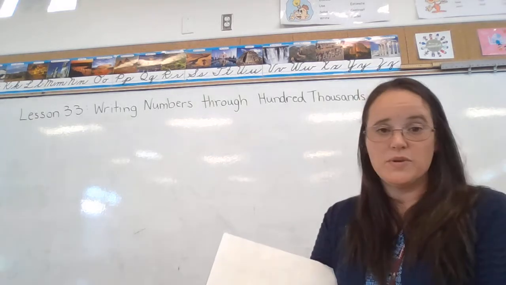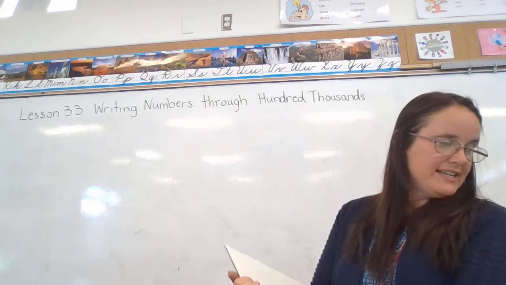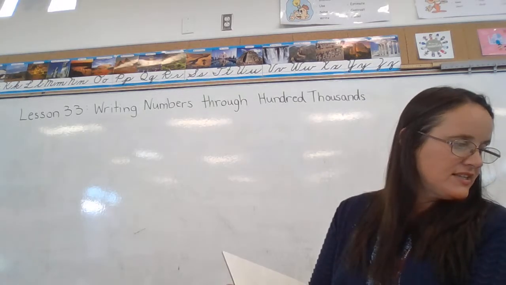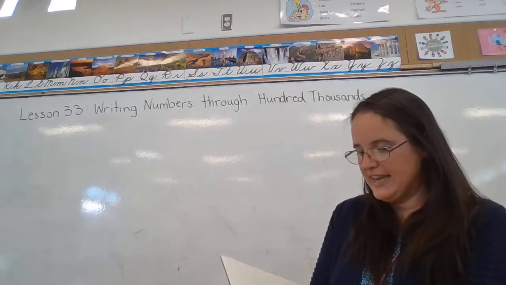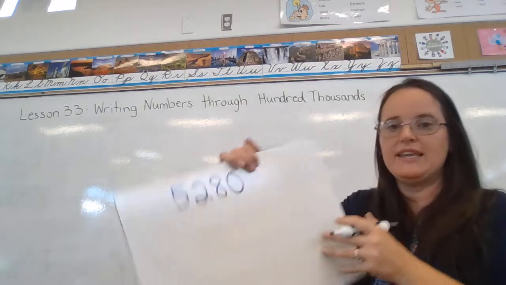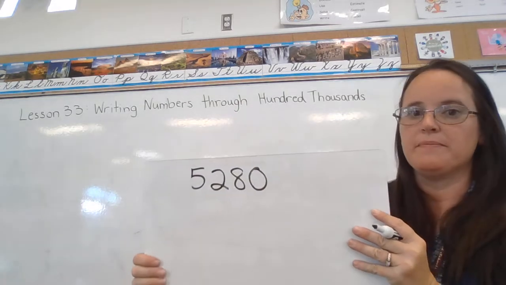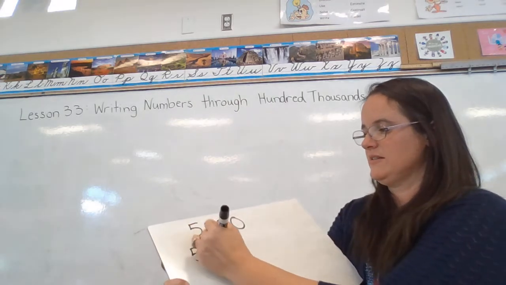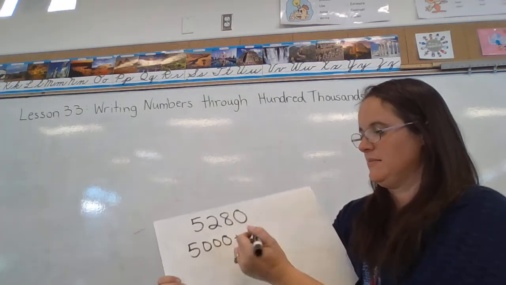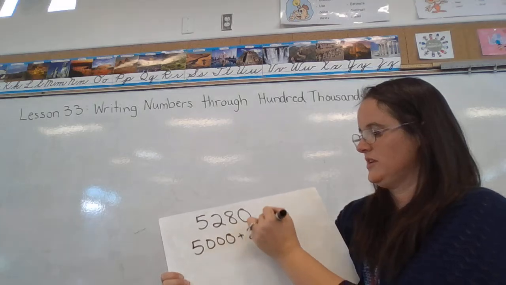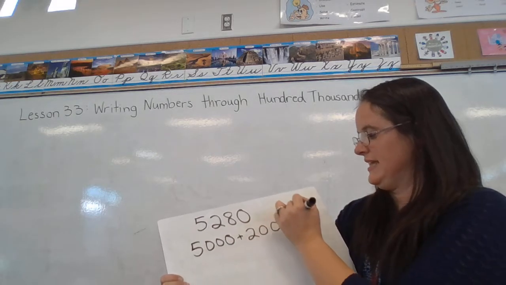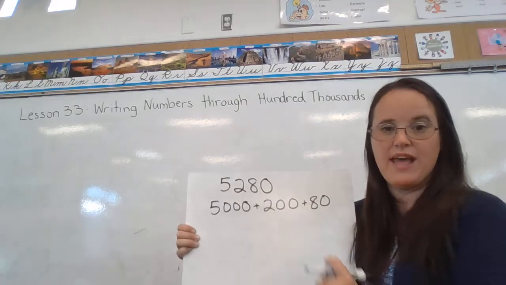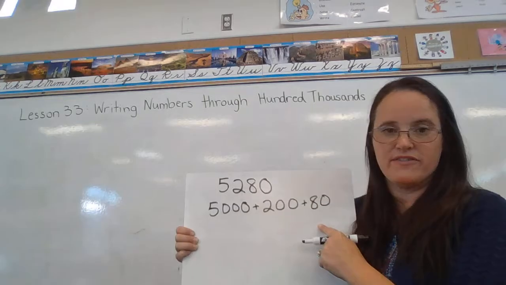All right, the next one wants you to practice writing in expanded form. You are going to write the number 5,280 in expanded form. So we'll have 5,000 plus 200 plus 80. And we don't need to add any ones because we don't have any ones. So this is our final answer.